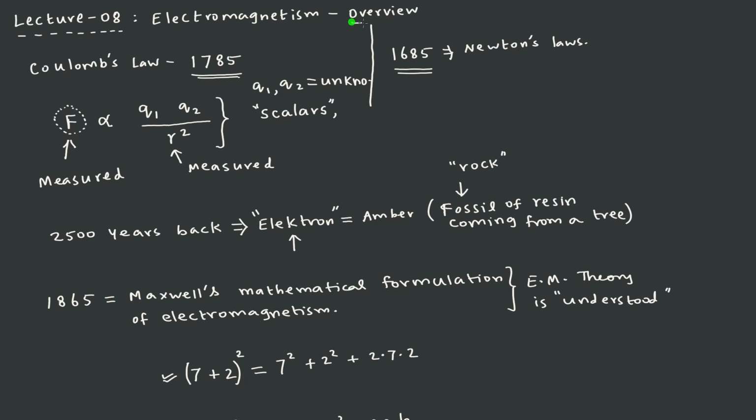Overview means overall, how do you visualize electricity and magnetism phenomena? Electricity and magnetism don't stay independent of each other. They always go together. So the question comes, why should they go together? The answer is there in vector calculus.